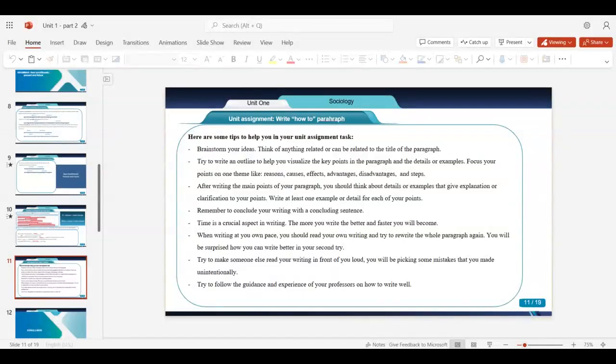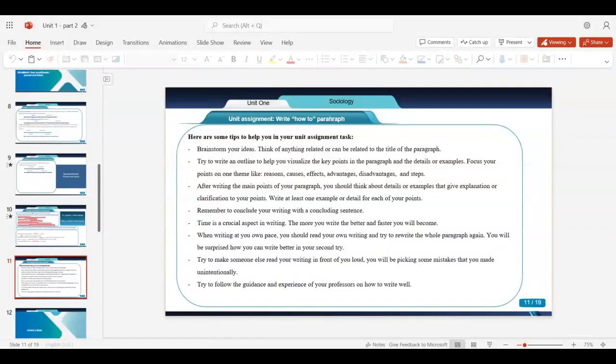And now to conclude, it's very important to conclude your writing with a concluding sentence. We must follow all the structure of the paragraph: first of all topic sentence, then supporting sentences, then further detail, and then concluding sentence. Now, sometimes in writing it's mentioned that you must write within a specific time, but most of the time they don't ask. The more you write, the better and faster you will become.